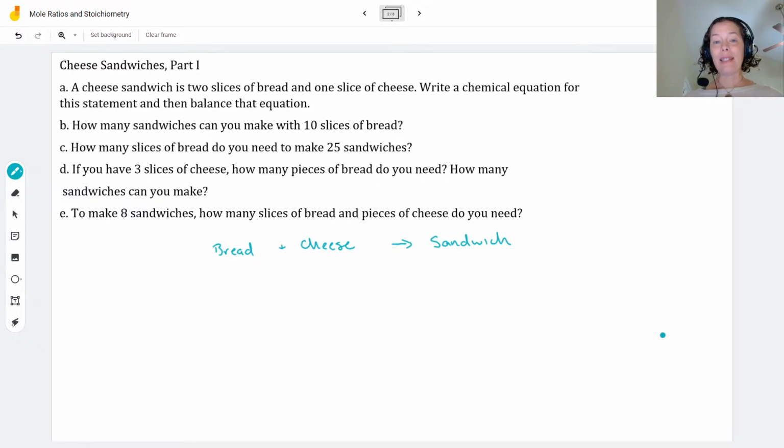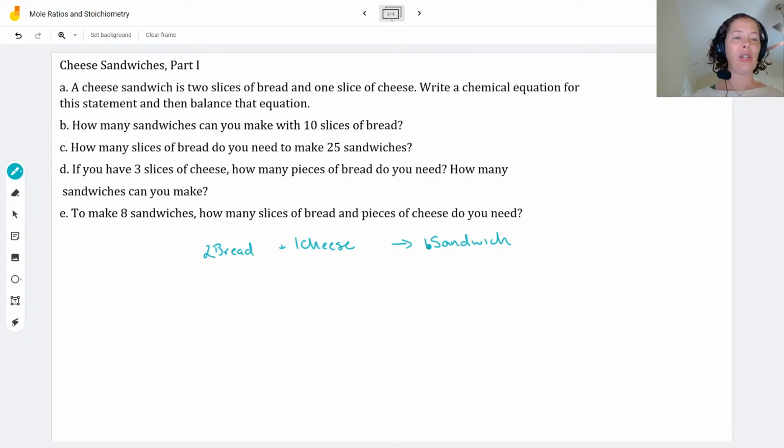Now we want to balance this equation, and this is where we put in what we call our stoichiometric coefficients, or how much of each ingredient do you need? Well, we need 2 slices of bread to make a sandwich, so I'm going to put a 2 here. We only need 1 piece of cheese. I'm going to go ahead and put a 1 there, even though technically you do not have to put a 1 there. If there's nothing written there, it's assumed to be a 1. But let's just be clear, so I'm going to put a 1 there, and that gives me 1 sandwich. So this is now not only a chemical equation, but a balanced chemical equation. So we are going to use this chemical equation to answer some stoichiometry questions about making cheese sandwiches.